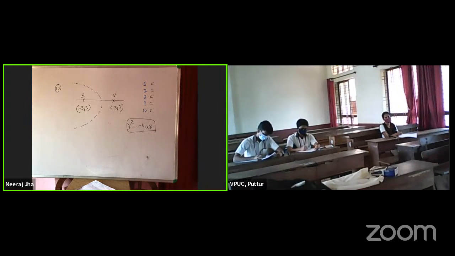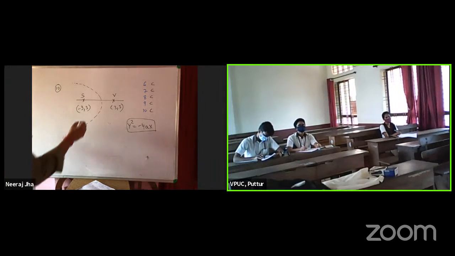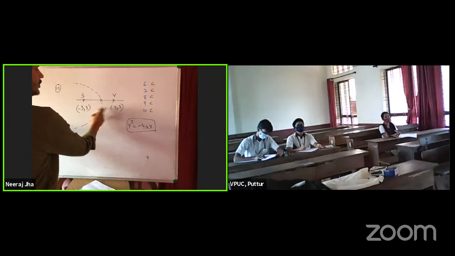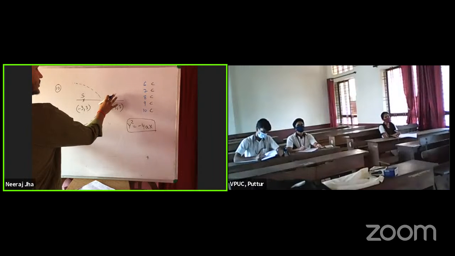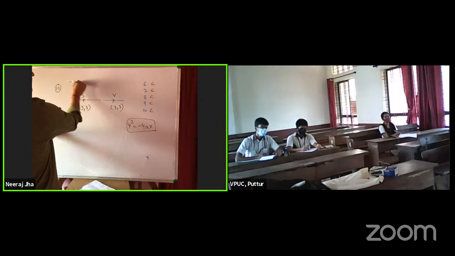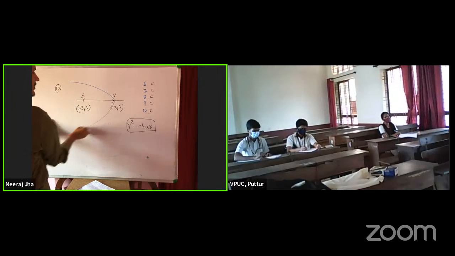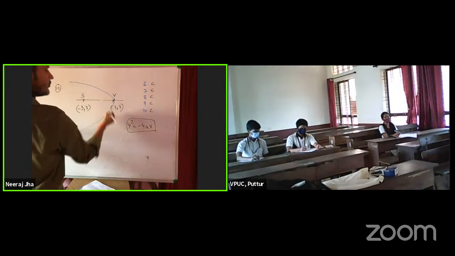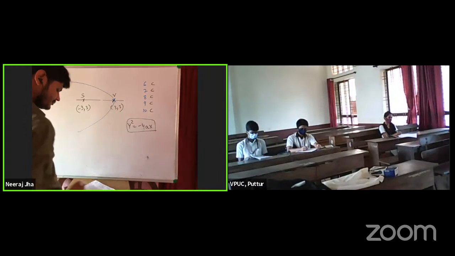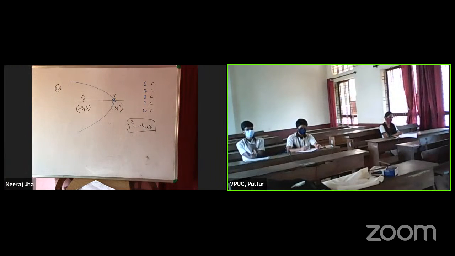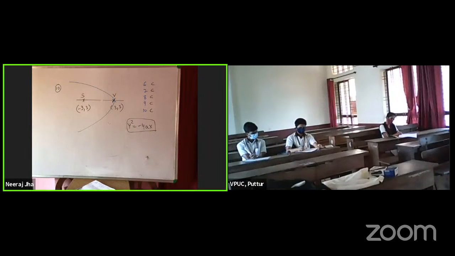Now, what will be its vertex? Wait, what mistake did I make? Vertex is already given, so the parabola's nature will be like this. Okay, no problem, we don't have to find the vertex also. Vertex and the focus, 3 comma 3.